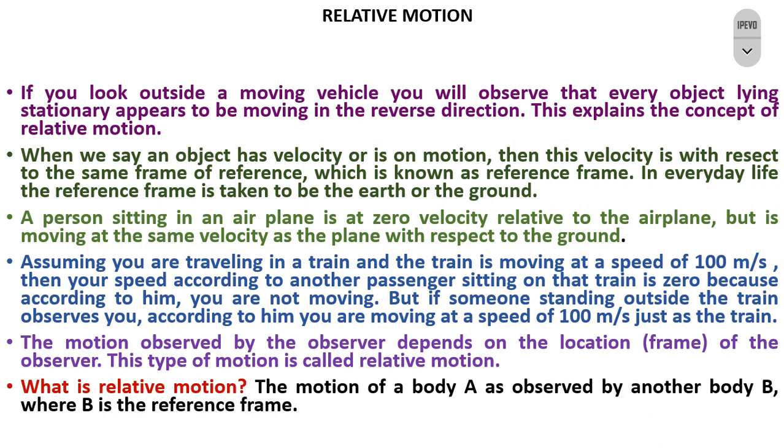Relative motion is simply the motion of a body A as observed by another body B, where B is the reference frame, where B is where you are watching it from. So it is the motion of the first body in consideration, as observed by another body where you are standing. Okay.